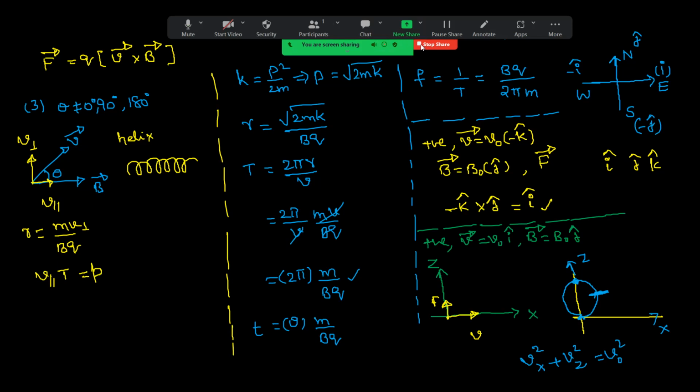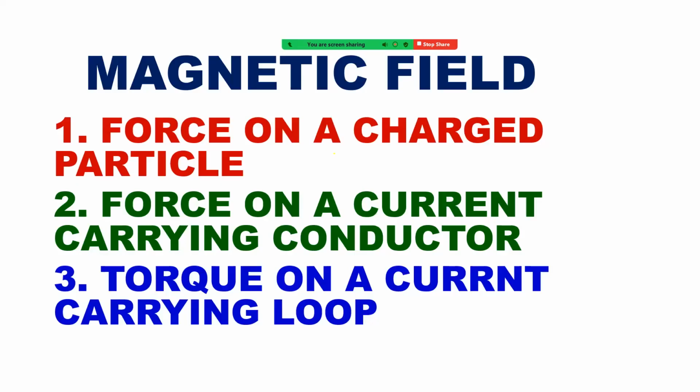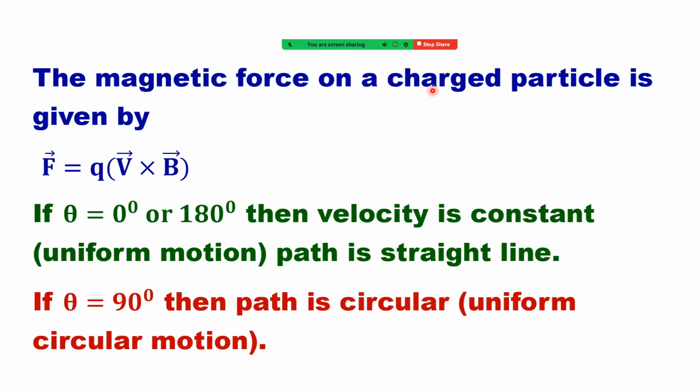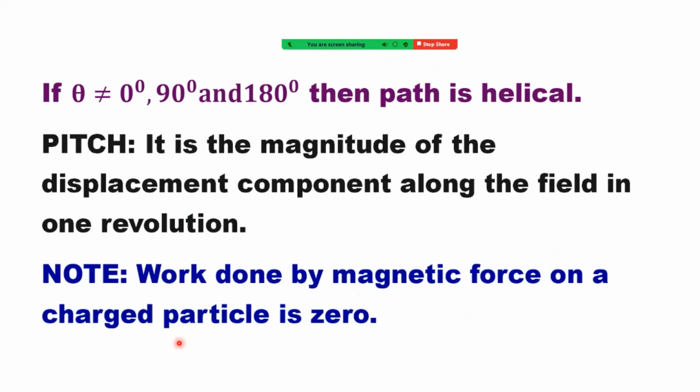Let us see so far what we have discussed. See the theory points once here. Force on a charged particle given by F bar equal to Q into V bar cross B bar. Angle 0, 180: velocity constant. It is uniform motion, and the path is straight line. Theta is 90: path is circular. It is uniform circular motion. That means speed is a constant. Okay. Theta not equal to 0, not equal to 90, not equal to 180: then path is helical.